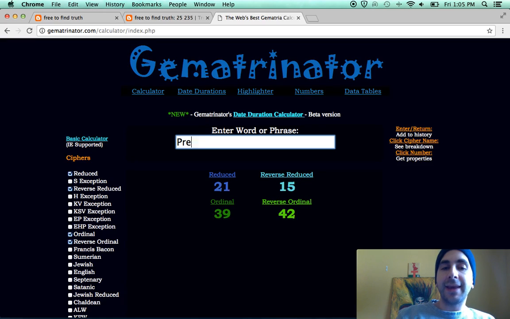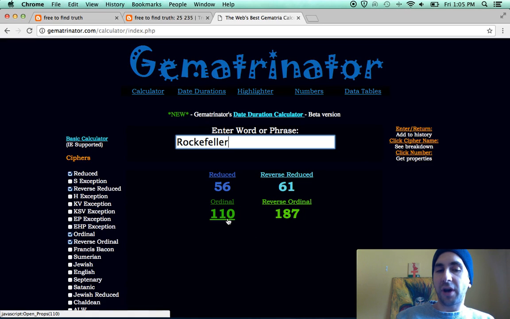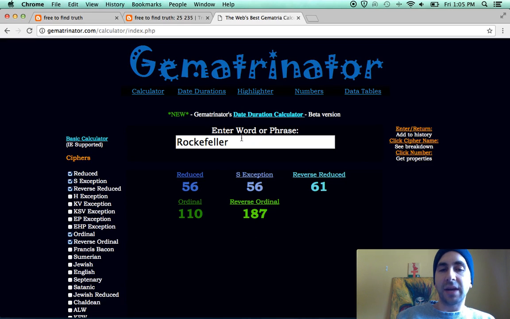Like president, the night of the election, he was in the 47-story Midtown Hilton Hotel in Rockefeller Plaza. Pay attention to the numbers on the screen. Rockefeller has gematria of 110 and 187. And do you see this 56? There's something called the S exception, and president also shares gematria 56. The name Rockefeller has a lot of connections to the presidency.